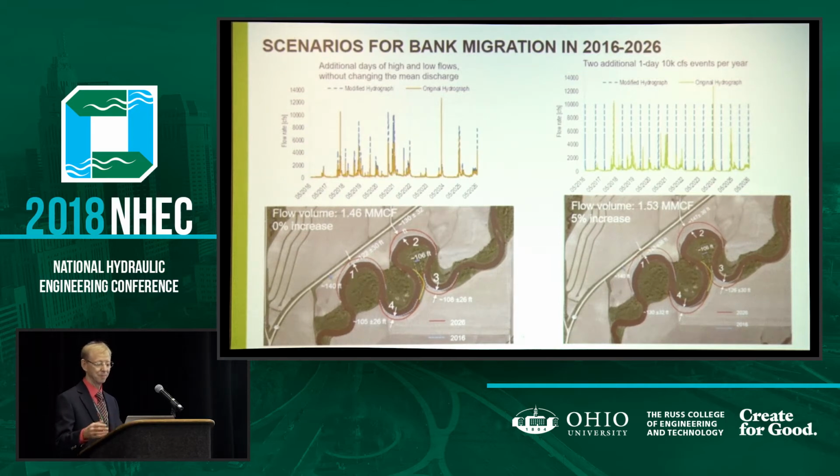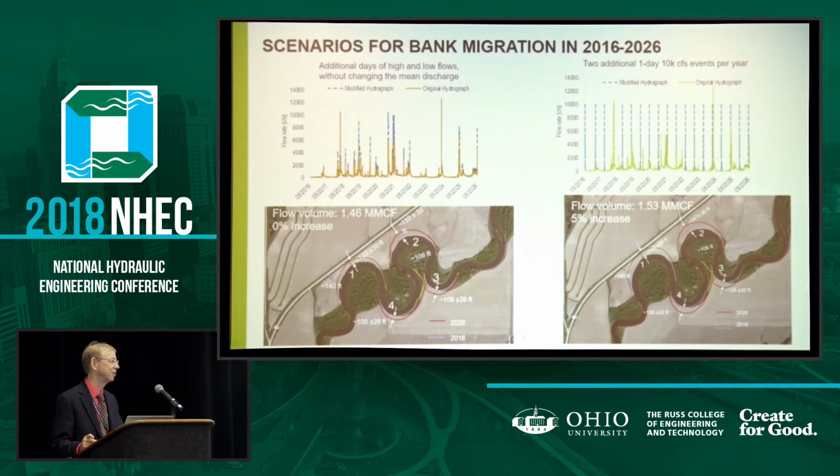Then the last example is adding 2 additional one-day 10K events of flow through that reach. And then you have a couple days to build up to that, and a couple days to drop back down in the hydrograph. And if you do that, then you again jump up to 150 feet of migration in that bend number 1.